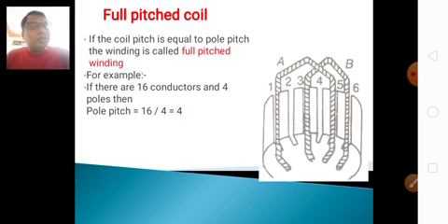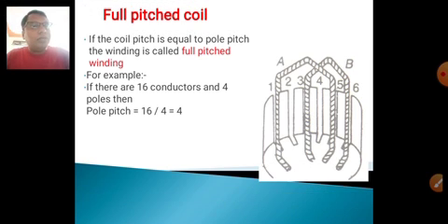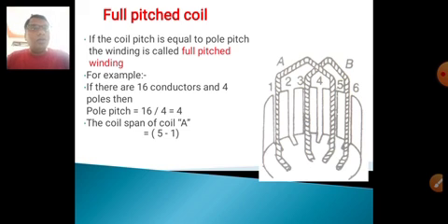What is pole pitch? Pole pitch is equal to Z by P, the number of conductors by the number of poles, that is equal to the coil span. The coil starts from the first slot and ends in the fifth slot, so the difference is 5 minus 1, that is equal to 4. When the pole pitch and the coil pitch are equal, it is known as a full pitch coil, and this winding is called a full pitched winding.